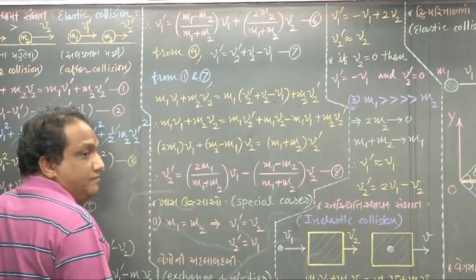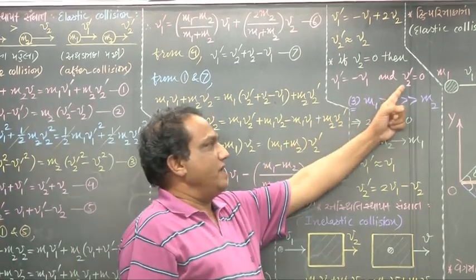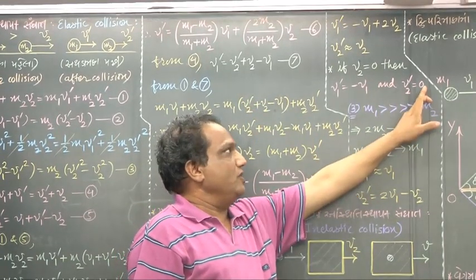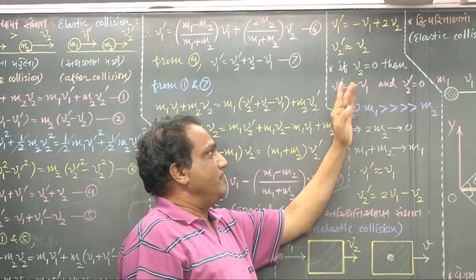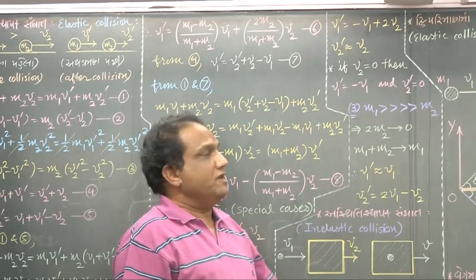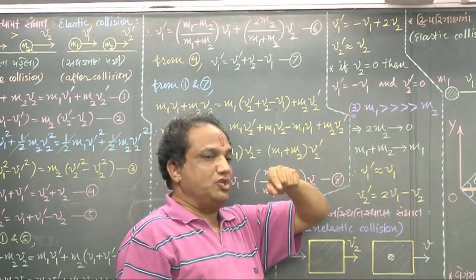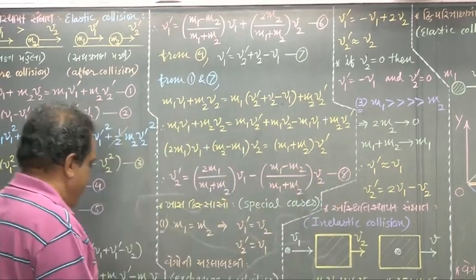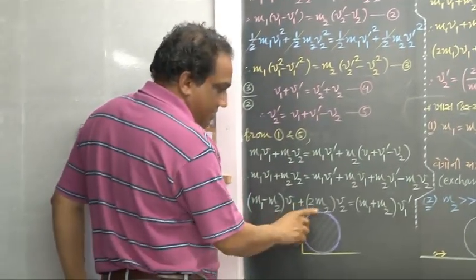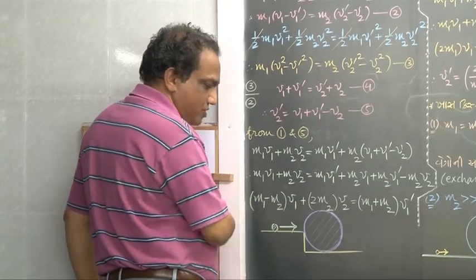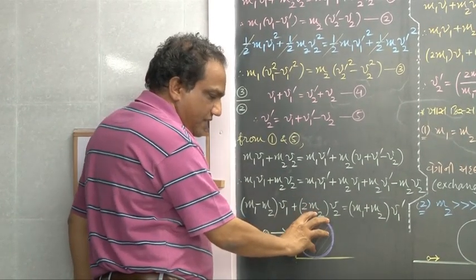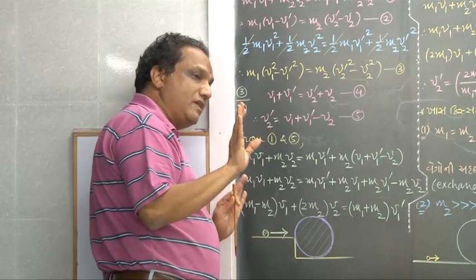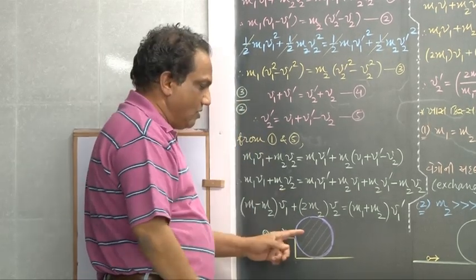So what does it mean? That the second body will remain at rest, because its final velocity is 0. But the velocity of the first body will be reversed. Minus V1 means opposite to V1. If V1 is this way before collision, then after collision it will bounce in the backward direction. But this body which was at rest will remain at rest. This will not be affected.